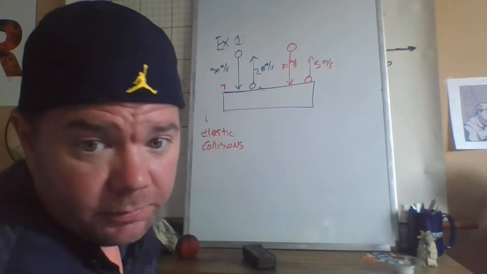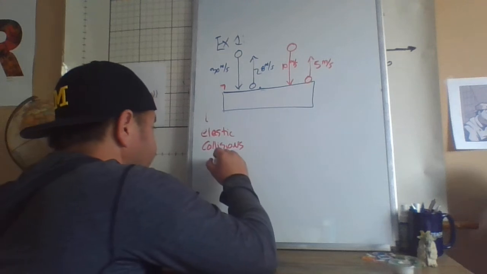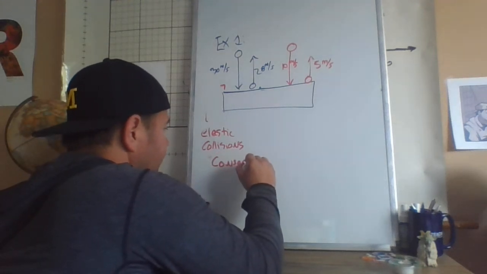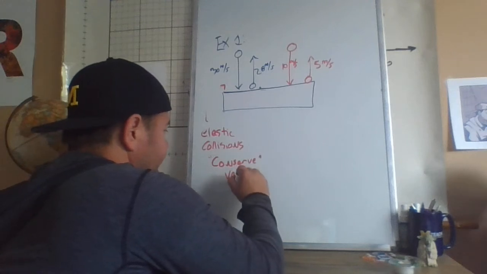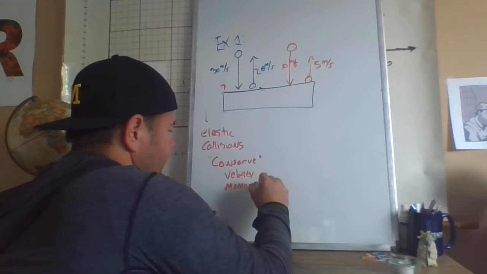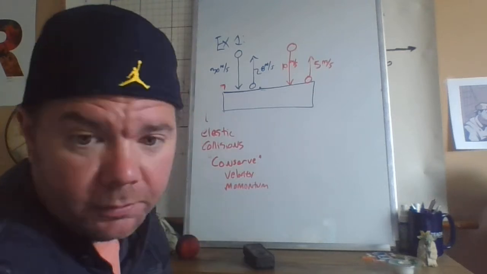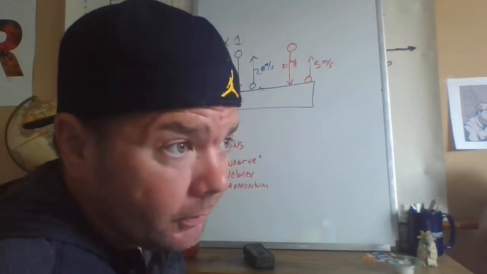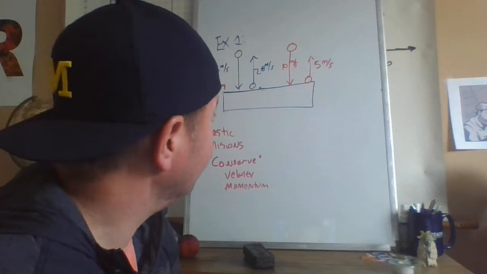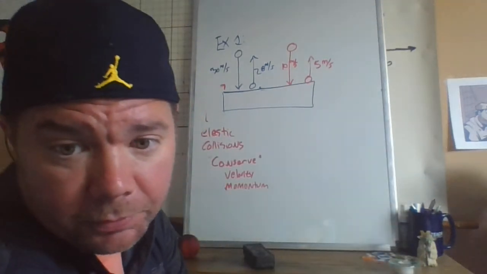Elastic collisions are ones that conserve velocity and momentum. Many of the situations that we look at are going to involve elastic collisions. Not every collision is elastic. Some are more like this one, and we'll talk about those later on.